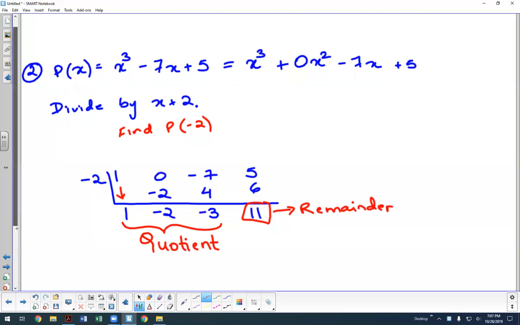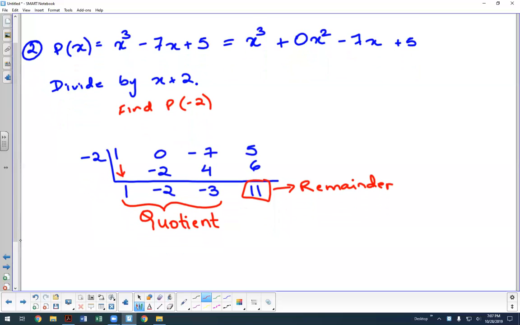Remember, your quotient is always 1 degree less than your polynomial. So since our polynomial was x cubed, what is this quotient going to start at? X squared. So that means the 1 is the coefficient for the x squared term. The -2 is for the x term, and -3 is the constant term.